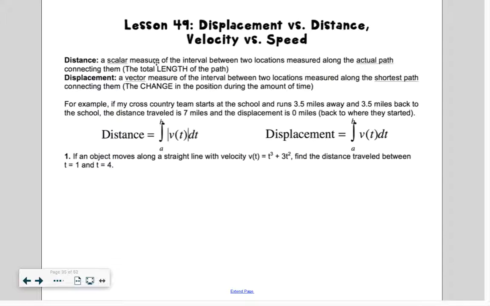So this is a big concept in physics. I know it hurts your heart to think of not traveling 7 miles, right? It's a big concept in physics, and I think you'll understand what we're doing in calculus as well.